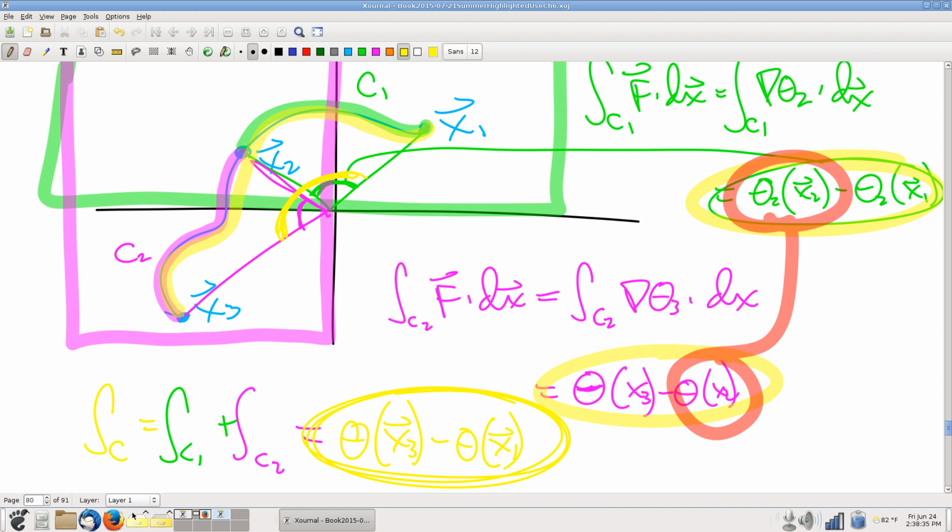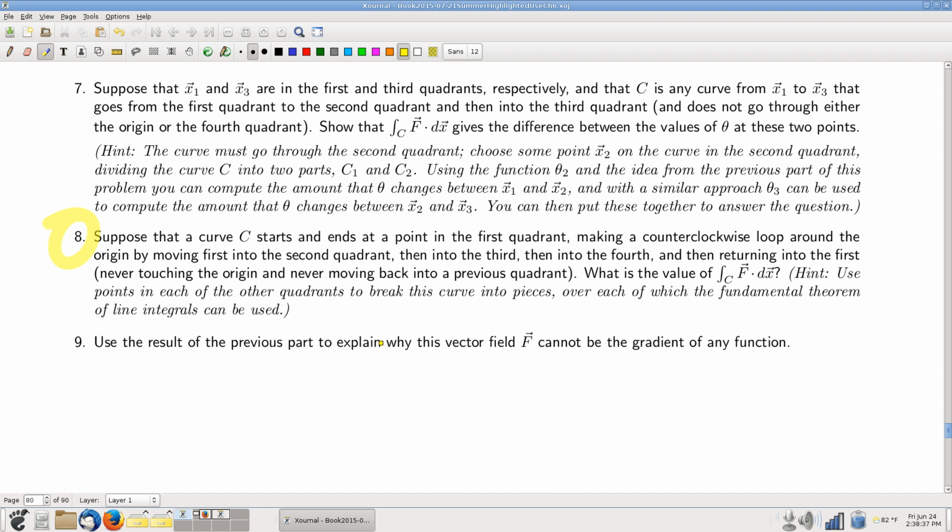Now let me just double check and make sure that is what we were supposed to show. Yeah, the difference between the values of theta at those 2 points. Okay. Okay. Part 8. Is part 8 just 0 since this? Nah, that's the worry.